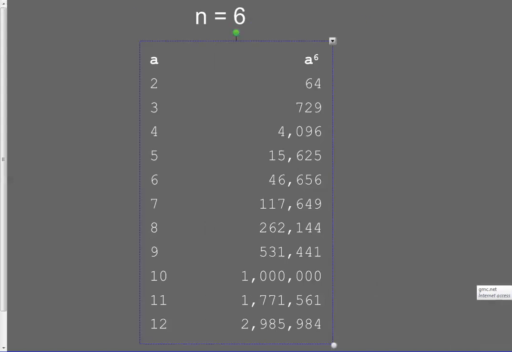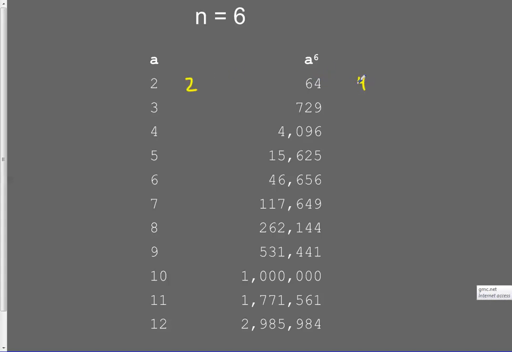Now, let's move to 6. Here are the numbers 2 through 12. Here they are now raised to the 6th power. Now if we look at these mod 6, what do we get? Well, 2 is 2 mod 6. 64 is 4 mod 6, right? We get 60 and then a remainder of 4.